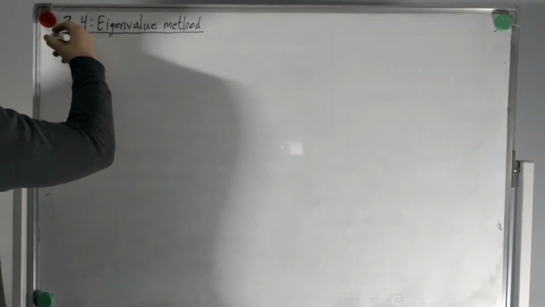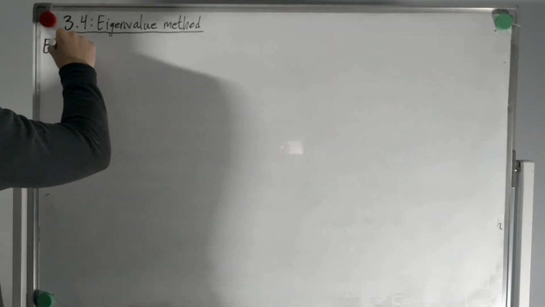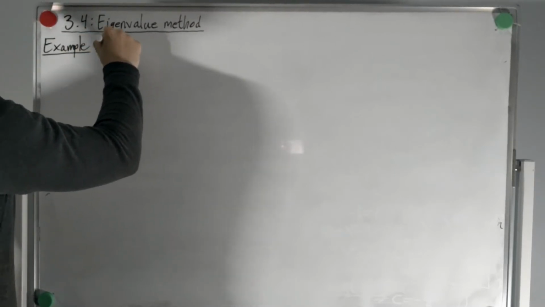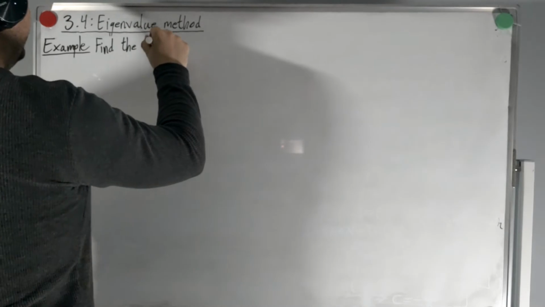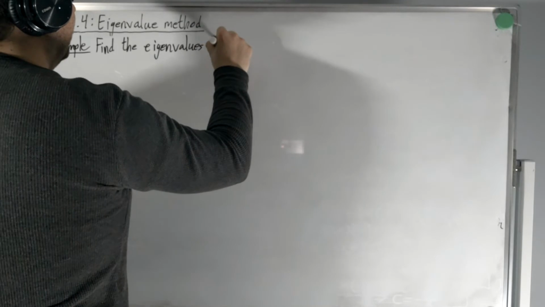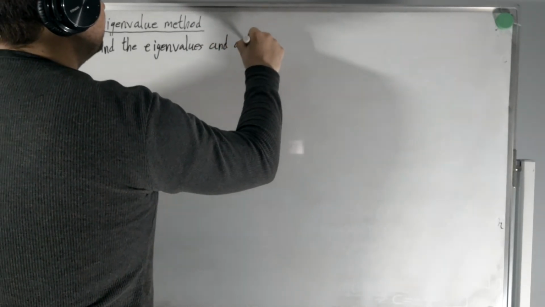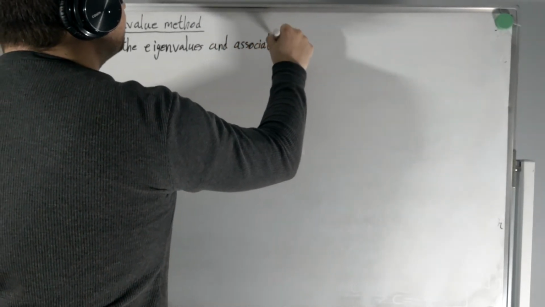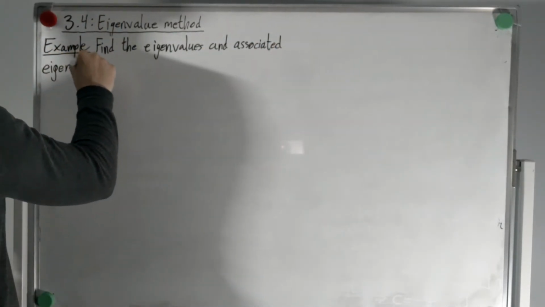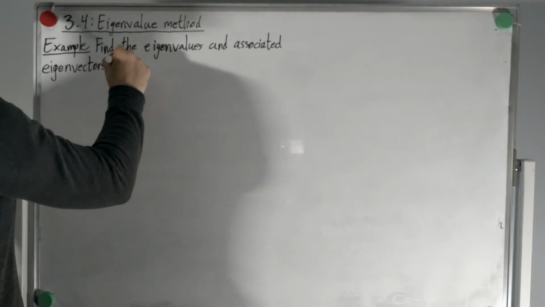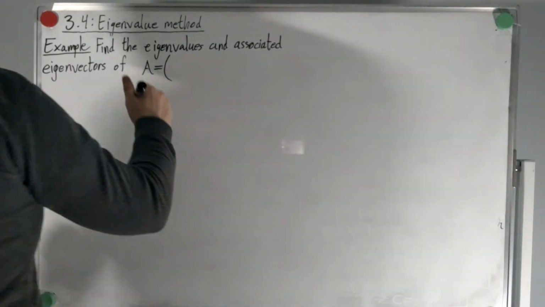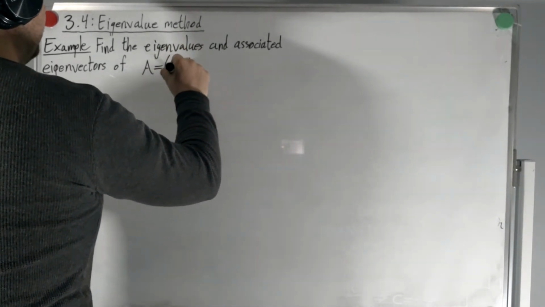So, example. Find the eigenvalues and associated eigenvectors of the matrix A being equal to 1, 1, negative 1, 1.